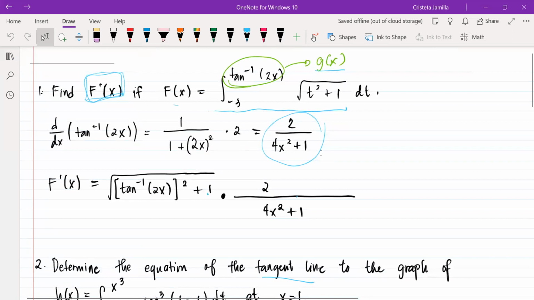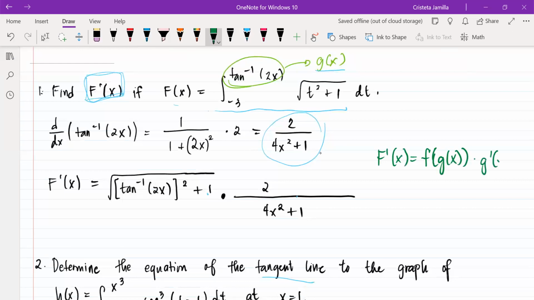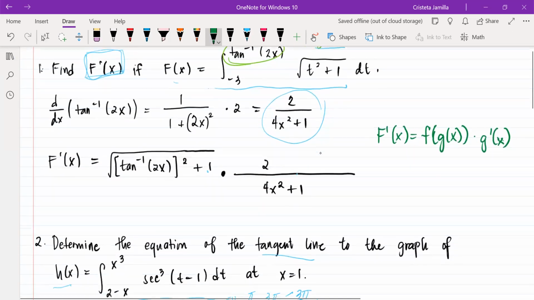And applying the formula that we have for the first fundamental theorem of calculus for f prime, we have f prime of x equals f of g of x times g prime of x. So t will be replaced by g of x. So that is tangent inverse 2x raised to 2 and then plus 1, multiplied by the derivative of g, which is 2 over 4x squared plus 1.